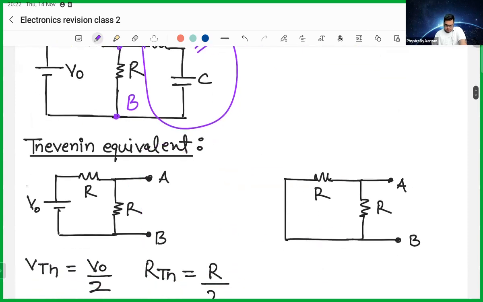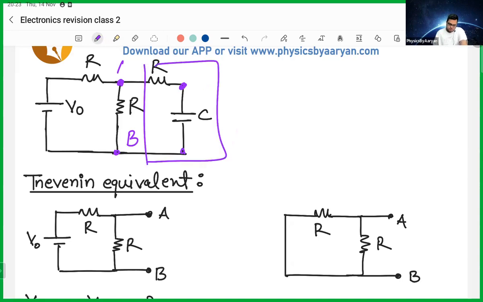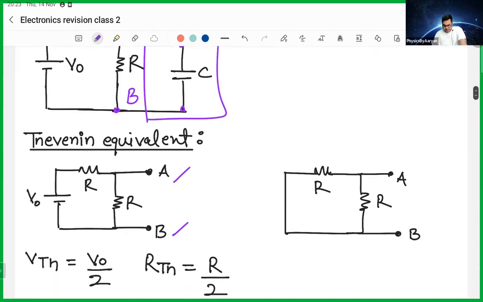I remove this much part. This is my AB, and this is my voltage V naught. Open circuit, if you want to find it basically around this capacitor, so you open this circuit, and this will also go away. Anyway, let's not go into that detail, but I have removed this part. So that is my A, and that is my B. How will this circuit simplify?